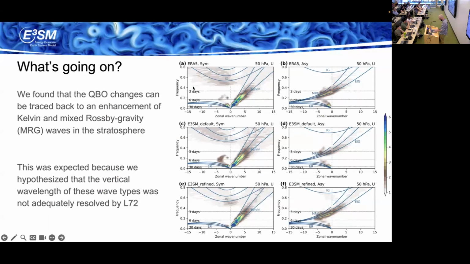So yeah, in the top here, we've got ERA5 data, and this is the Wheeler-Kiladis diagram like we've seen before, which I feel like you most often see when talking about tropical variability. But here we're in the stratosphere and we're looking at the 50 hectopascal zonal wind.